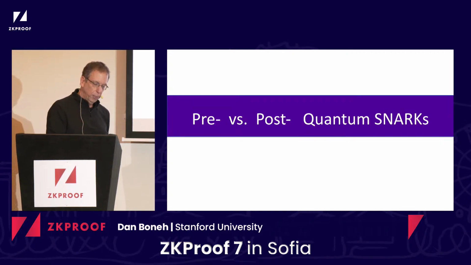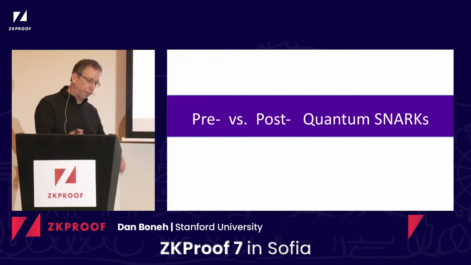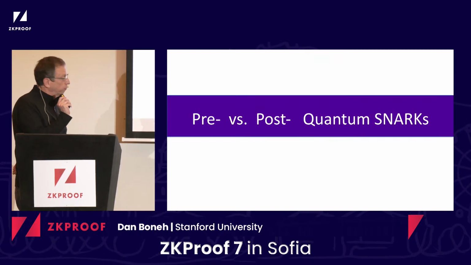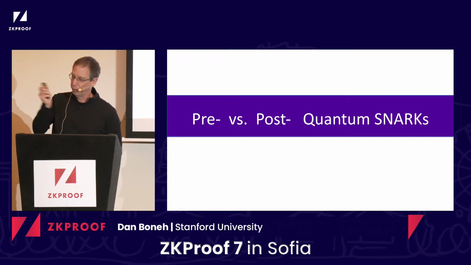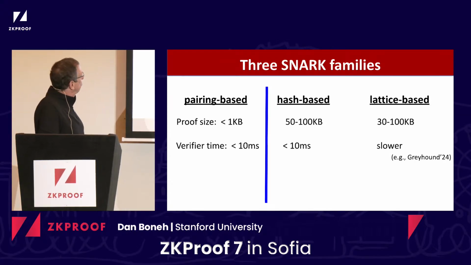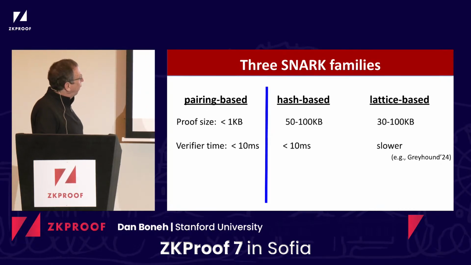So the point of LatticeFold is basically to look at a post-quantum SNARK. Let's see what we can say about post-quantum SNARKs. Okay, let's get started. All right, so if you zoom out, we have three families of SNARKs. There's SNARKs based on pairings. Maybe I should have written curve-based SNARKs, but really the best ones are based on pairings. We have hash-based SNARKs, and we have lattice-based SNARKs. These are the three families of SNARKs.